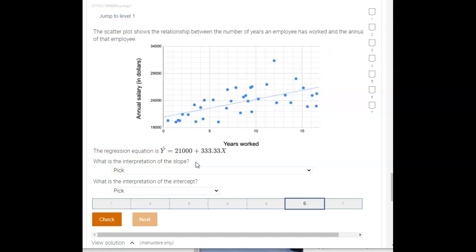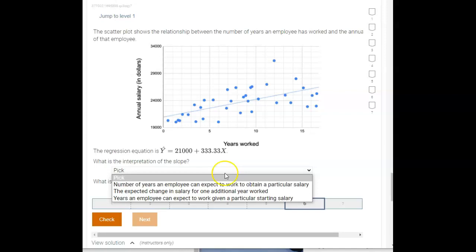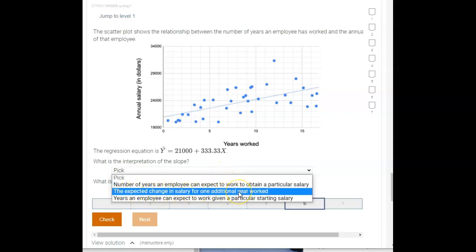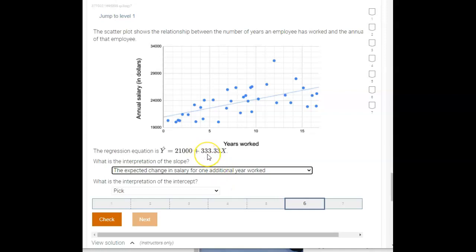So what's the interpretation of the slope? Slope always shows us how much the y value changes when x increases by 1. That's what the number of the slope is telling us. In this case, the slope, the number multiplied by x, is 333.33. So we expect the y value to change by that amount when x increases by 1. In context, we expect a person's salary to increase by that much when they work 1 additional year. They've been with the company for 1 additional year. So a change in salary for 1 additional year worked. In this case, it's $333. That employee could expect their pay to rise by about that much for every year worked.